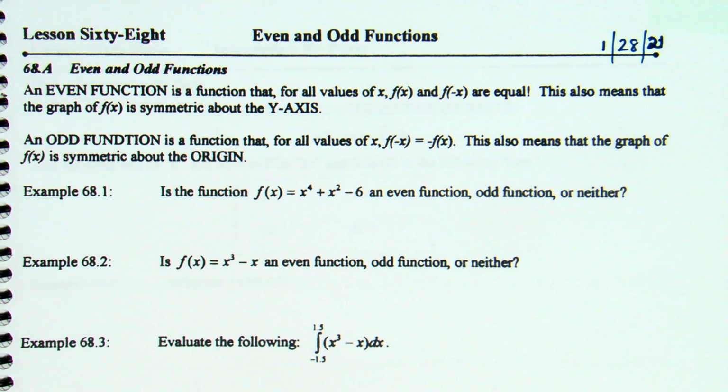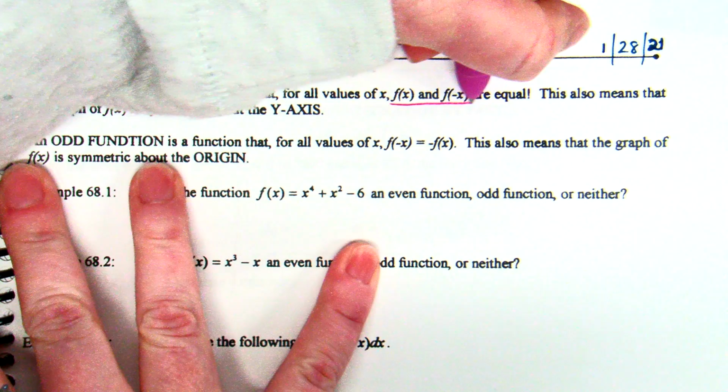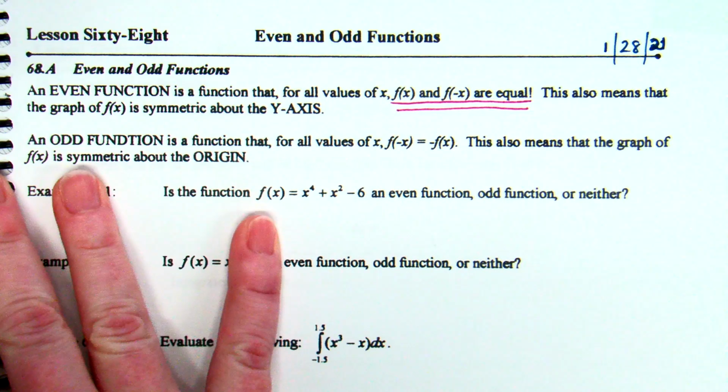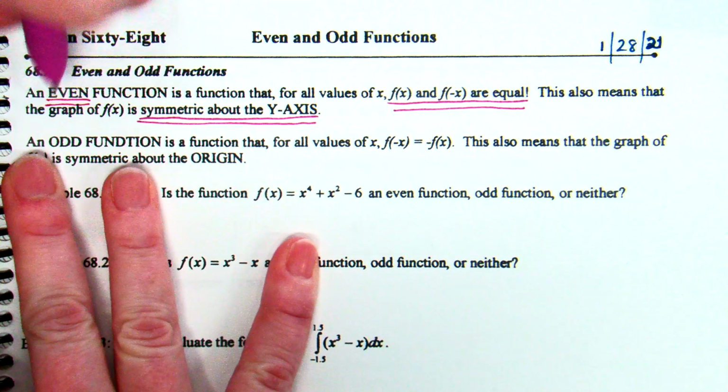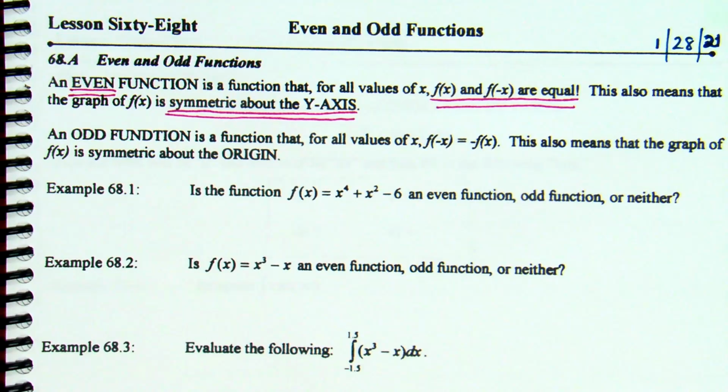If a function is even for all values of x, there's two different ways you can tell a function is even. One is that f of x and f of negative x are equal, or the graph of f of x is symmetric across the y-axis. This is for an even function. Does that sound a little familiar? If it's even, it's symmetric across the y-axis if you have a graph. If you're looking at functions, it's f of x equals f of negative x.